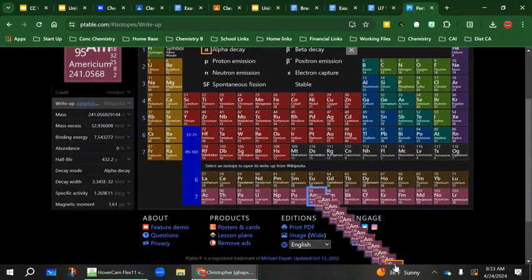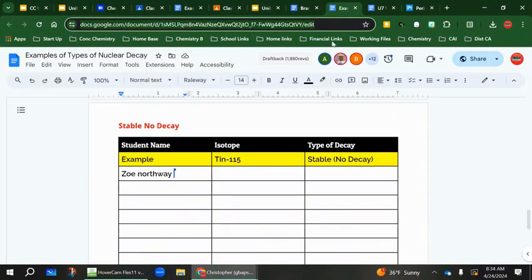Here's one that undergoes alpha decay, ladies and gentlemen. Why? Because when I'm on it, there's a yellow box around it. So all I'm asking you to do to finish up for today is find one example of each, put it in the document, and then you're done for the day. By the way, if you want it, there is a Quizlet online for the quiz tomorrow that will help you review.